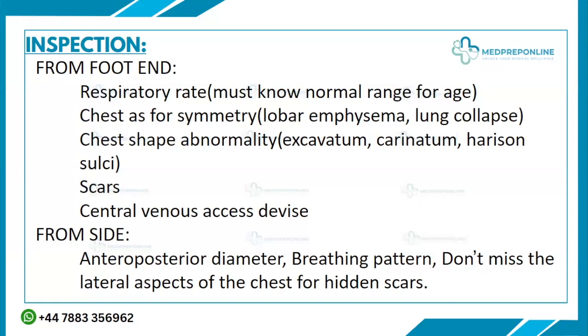Then you come to the profile view, from the side. In this, you will look at the anteroposterior diameter. Is it a barrel chest? How is the breathing pattern while the child is just lying down? Is it abdominothoracic or thoraco-abdominal? At this point of time, don't miss the lateral aspects of the chest for scars.